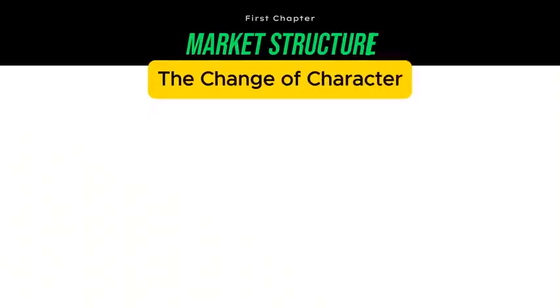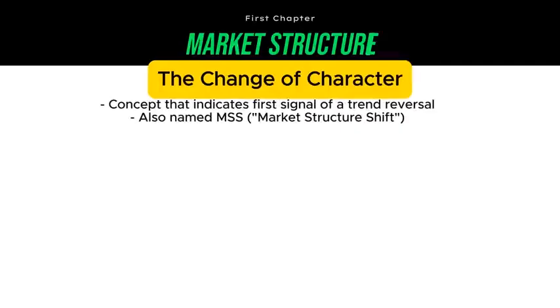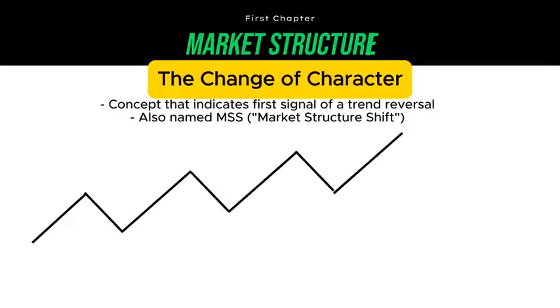The change of character, also named as market structure shift, is another concept used by smart money that indicates the first signal of a trend reversal. Let's go straight into the examples, starting from a simple uptrend price action. Price going up, pull back, and breaks the high. Pull back, breaks the high, pull back, breaks the high. Knowing that the uptrend is characterized by higher highs and higher lows, the change of character begins once the next low breaks the last low.